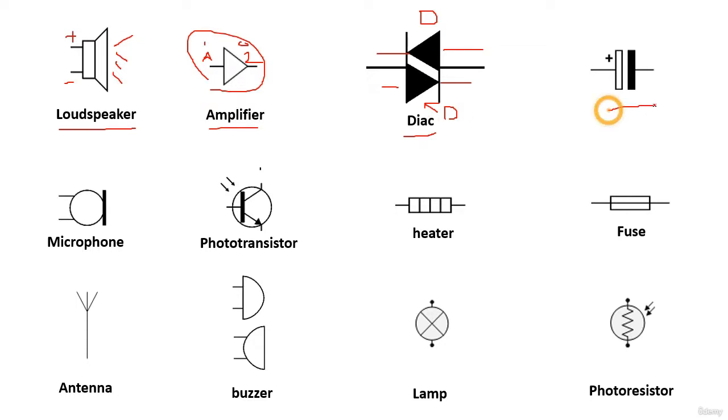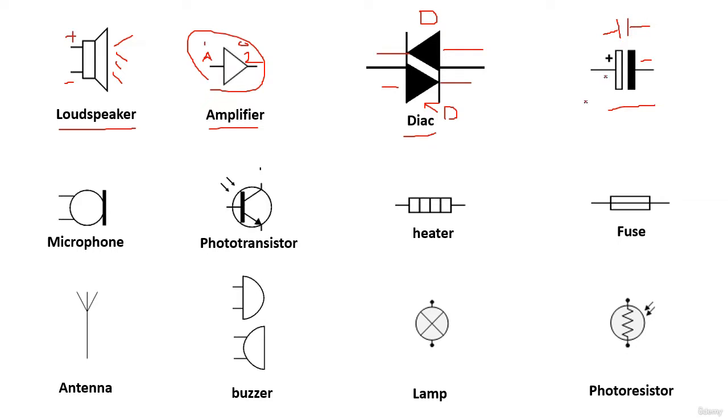Here we have a chemical capacitor, with plus and minus. This is a chemical capacitor, or polarized capacitor, because we have plus and minus here. But for the PF capacitor, this is the symbol of a normal or PF capacitor, without any sign over here.